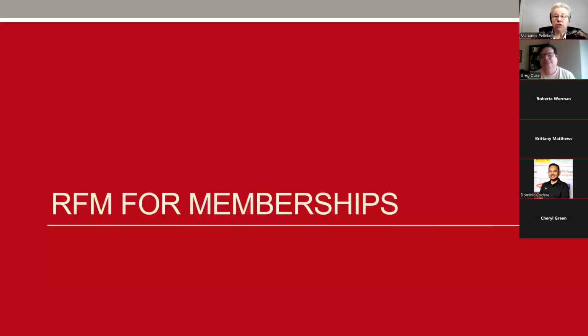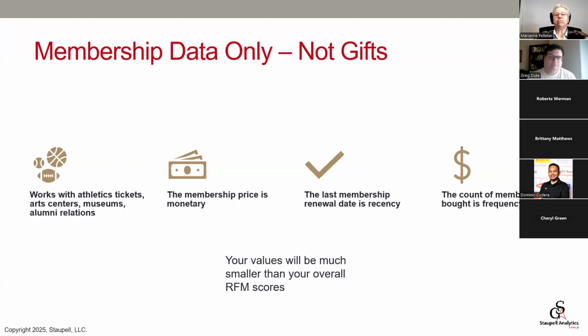Okay. So let's talk about memberships. If you're a college, you've got athletics, you've got art centers, alumni membership stuff, right? If you are an art museum, of course you have memberships and sustainers. If you're PBS, you've got members who get to watch better TV than the rest of us, right? So just about everybody has some kind of membership thing, okay? The membership price itself is monetary.